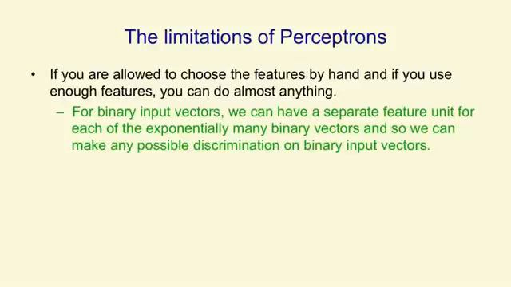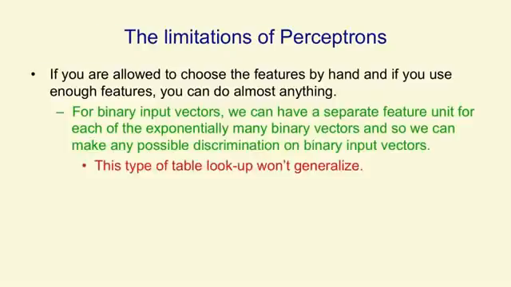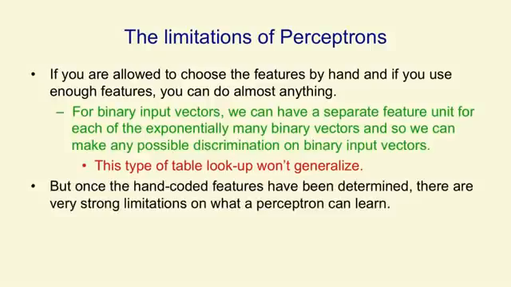But of course, that's not a very good strategy for solving a practical problem, because you need an awful lot of feature units, and it won't generalize. You can't look at a subset of all possible cases and have any hope of getting the remaining cases right, because those remaining cases require new feature units, and you don't know what weights to put on those feature units. Once you've decided the hand-coded features, that is, once they've been determined, there are very strong limitations on what a perceptron can learn to do.